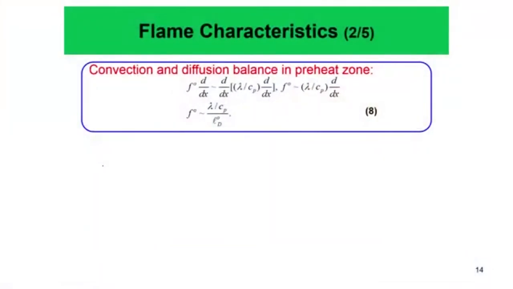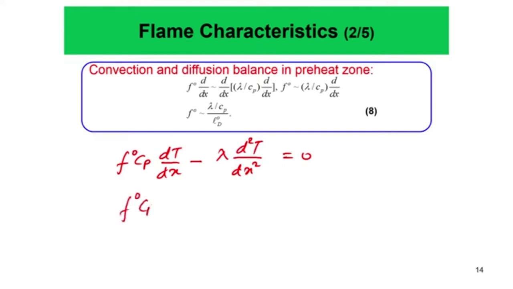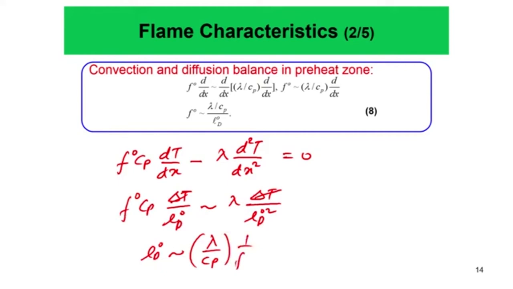So if there is a balance between diffusion and convection, we can just consider the one-dimensional temperature equation, which is F0 times Cp dT dx minus lambda d2T dx square is equal to 0. Then if we do an order of magnitude analysis, this is represented by F0 Cp times delta T, which is equal to Tb minus Tu, divided by LD0, that is the diffusion length, and that should have the same order of magnitude as lambda times delta T divided by LD0 square. Then this cancels, and your LD0 is nothing but lambda by Cp times 1 by F0, or your F0 is nothing but lambda by Cp times 1 by LD0.